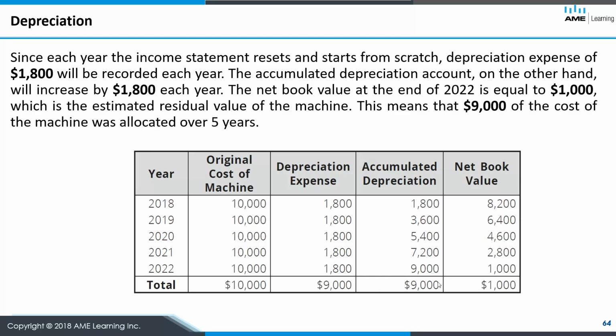And once we've fully recorded all the depreciation that we have estimated, you can see now that we have 9,000 accumulated depreciation recorded. And that leaves us with a net book value of 1,000, which is what we estimated the residual value to be.